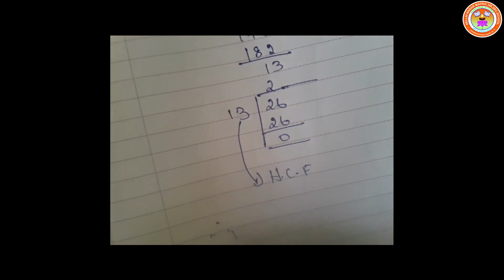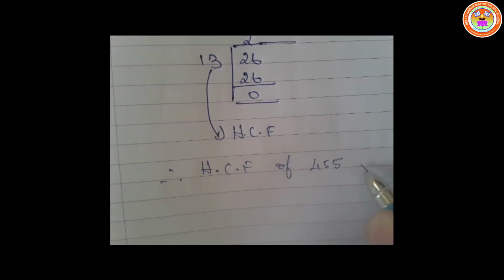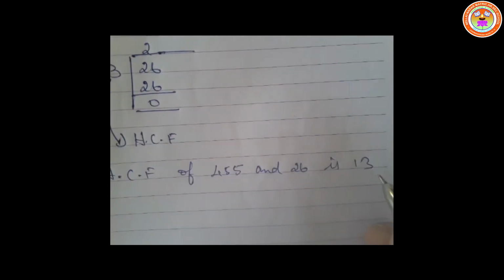So now divide it. 2 13s are 26. Now we got the remainder 0. Until the remainder gets 0, we have to divide again and again. This is called the repeated division method. Now what is the HCF? This divisor is the HCF. So therefore HCF of 455 and 26 is 13. Are you able to understand?